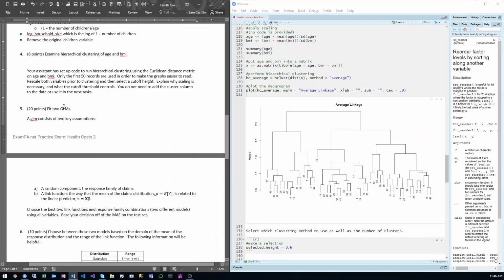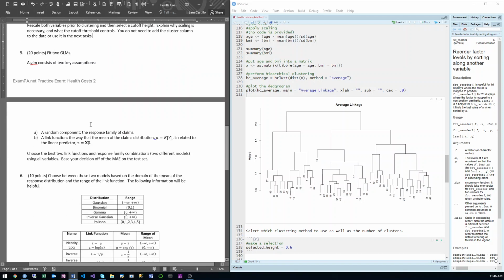Task 5, fit 2 GLMs. A GLM consists of 2 assumptions. A, a random component, which is the response family of claims. B, a link function, the way that the mean of the claims distribution, mu, is related to the linear predictor, which is the matrix X times beta. Choose the best link function and response family combinations, 2 different models, using all variables. Base your decision off of MAE on the test set.